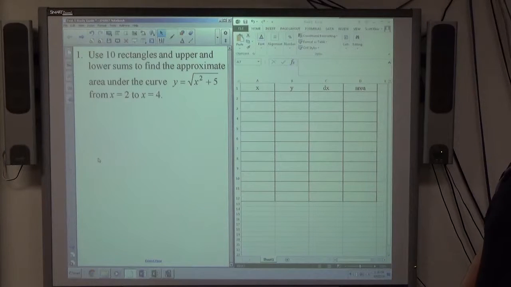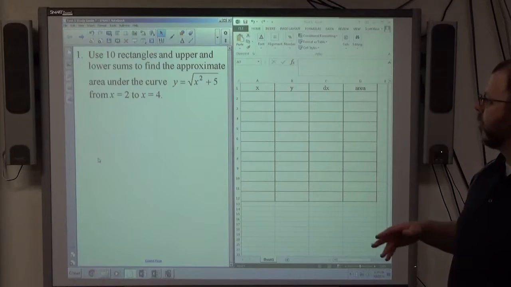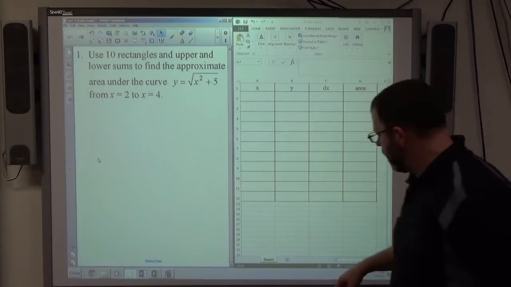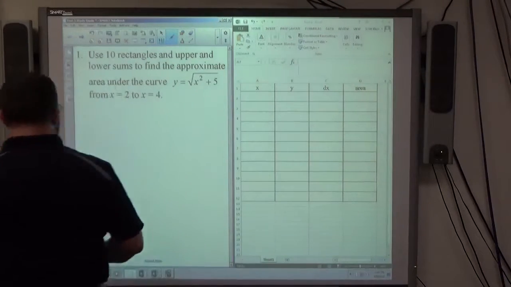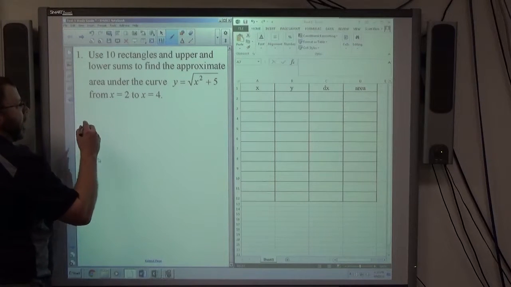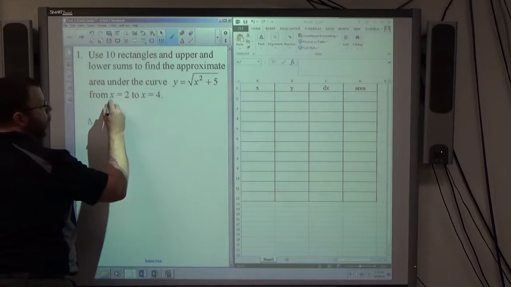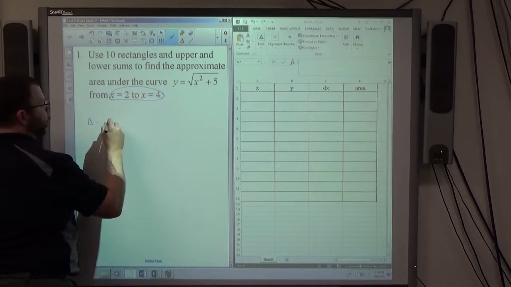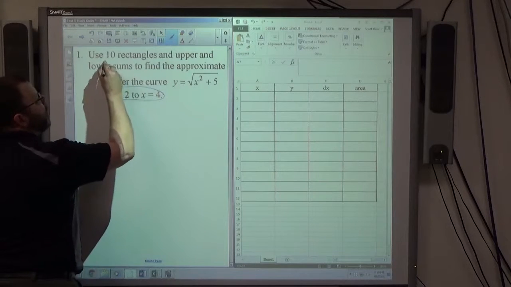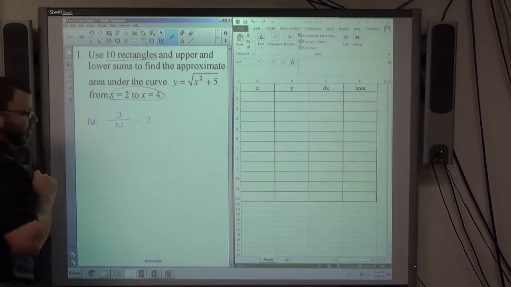Okay, our first two problems on the study guide use either upper and lower sums or the midpoint method to approximate the area under the curve. If you recall, the first thing I want to do is establish what delta x should be. I'm going to be using Excel to do this. So to find delta x, we're going to take the length of the interval. We're going from 2 to 4, which is an interval length of 2, and divide by the number of rectangles, 10. So 0.2 is what delta x is.